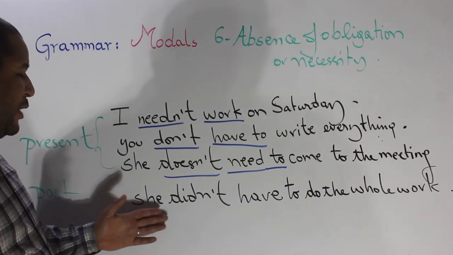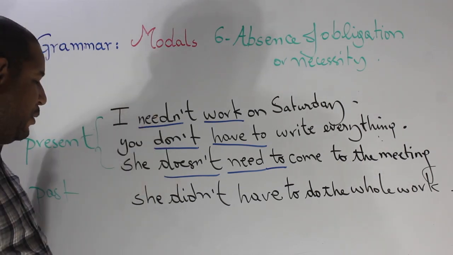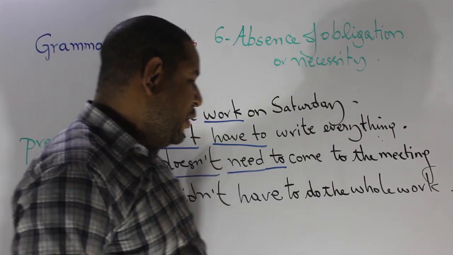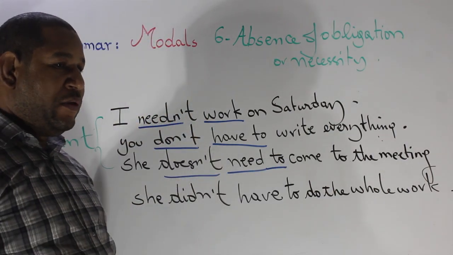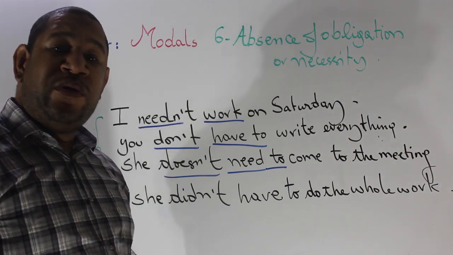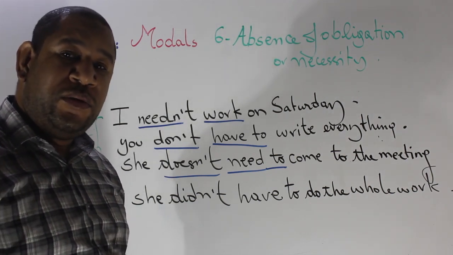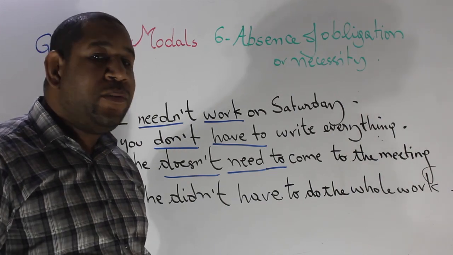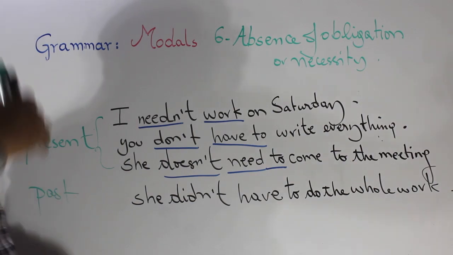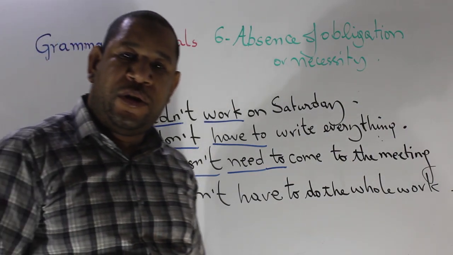We can also use that in the past. All of them, we can use them in the past. She didn't have to do the whole work. Why did she do that? Which means there was no obligation for her to do the whole work. It was not obligatory. For the first part, we can also use them in the future.